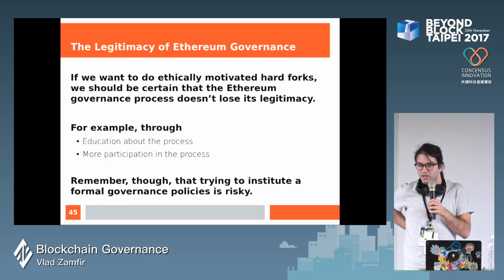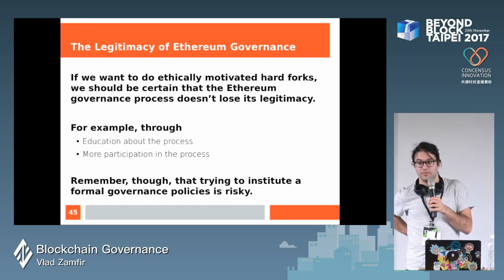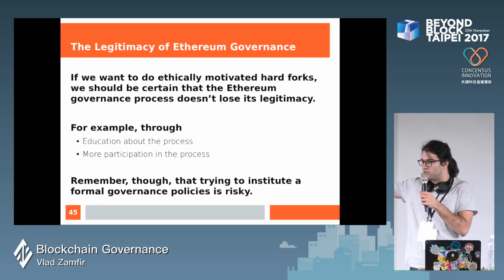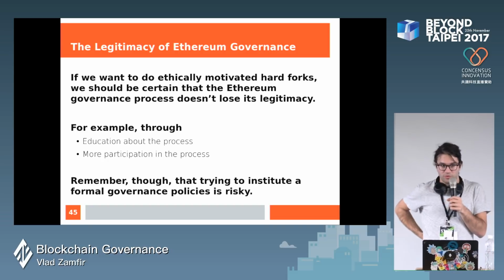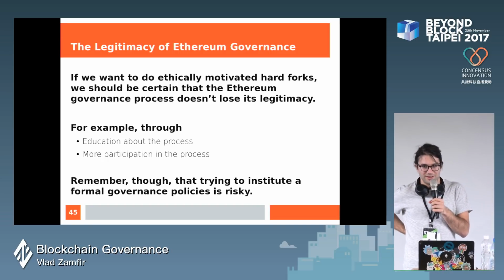But here I think there could be a lot of work. Basically, if we want to have ethically motivated hard forks, then we definitely need to be sure that the legitimacy of the Ethereum governance process isn't damaged by them, right? We can't be doing these forks at the expense of the legitimacy of governance, because legitimacy of governance is really important for making sure that the blockchain will continue to be governed well, that people will participate, and that people won't revolt and fork and have these really unhappy, warring situations.